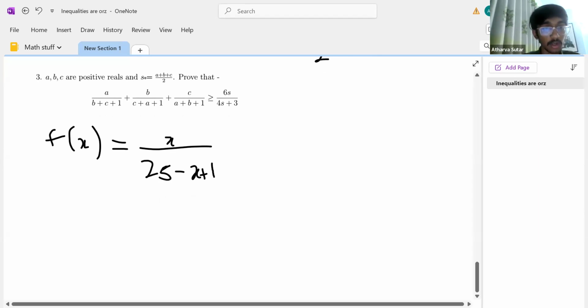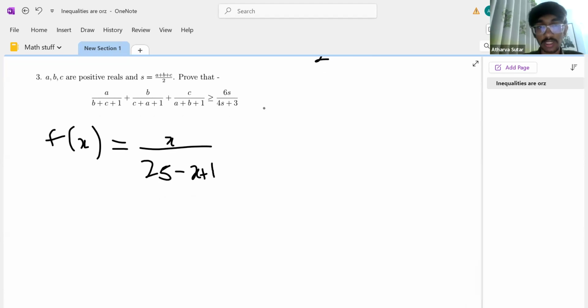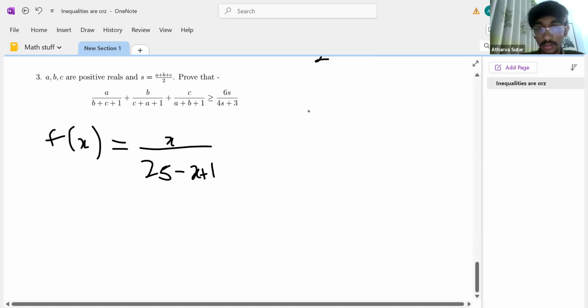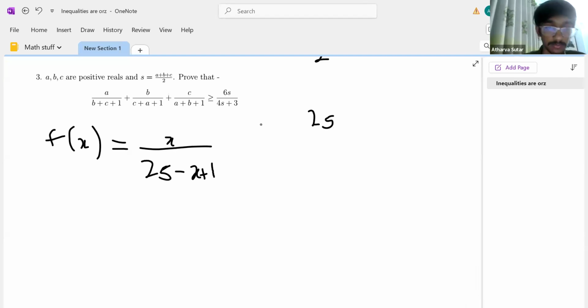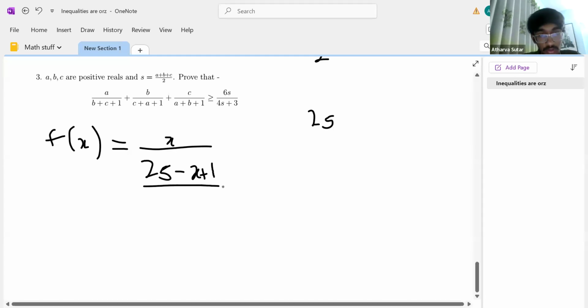Okay, so in this problem, you need to note that since we are talking about a plus b plus c, we can assume a plus b plus c to be a constant and just assume that a, b, and c are variables that add up to 2s. So we're taking 2s as a constant and a, b, and c as variables in the range 0 to 2s. So basically, we'll get that the denominator is always positive, and obviously, so is the numerator.